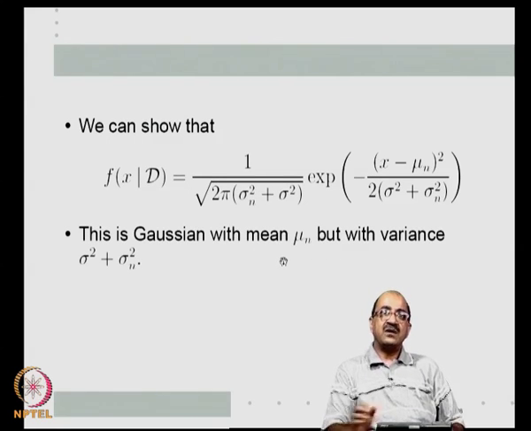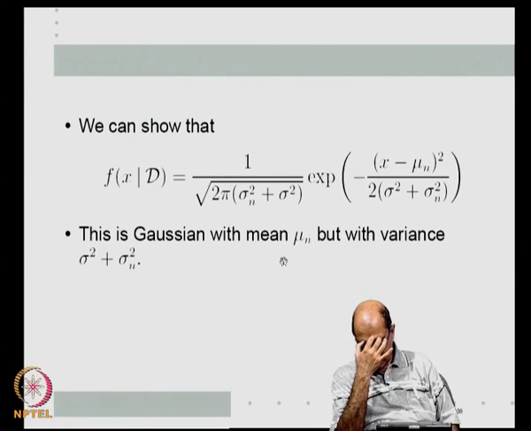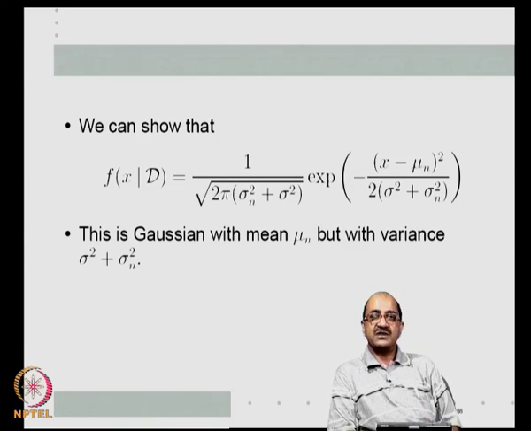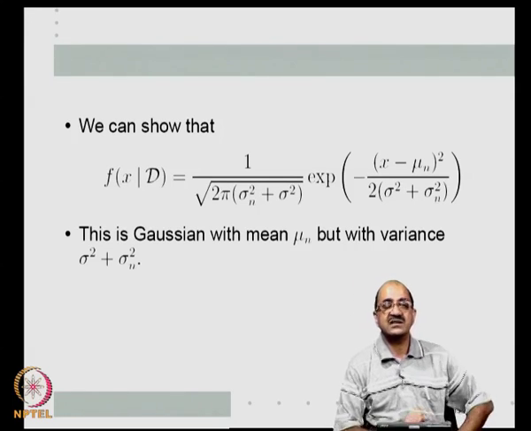So, for example, instead of just taking mu n, which is the mean or mode of the posterior density, as my estimate, I can take my class conditional density estimate to be this. That means I will use a class conditional density which is still Gaussian with mean mu n as earlier, but now the variance is sigma square plus sigma square n.